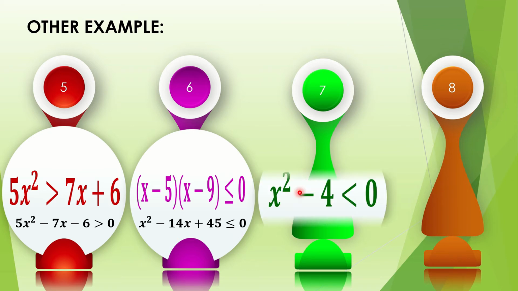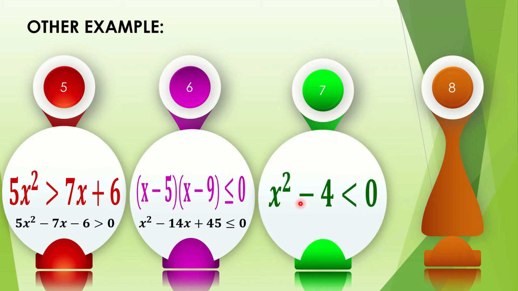Let us have example number 7. x squared minus 4 is less than 0. This one is still a quadratic inequality in which a is equal to 1, b is equal to 0, and c is equal to negative 4. If we notice, there is no bx here. Therefore, our b is equal to 0.